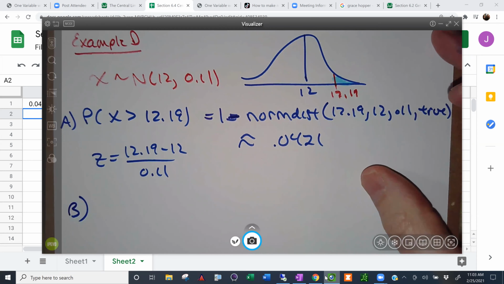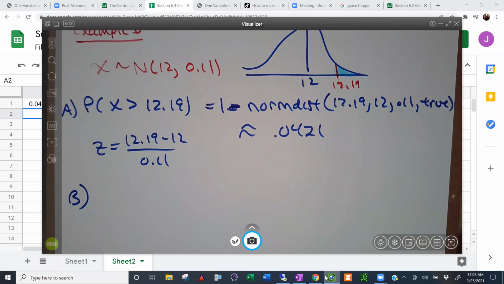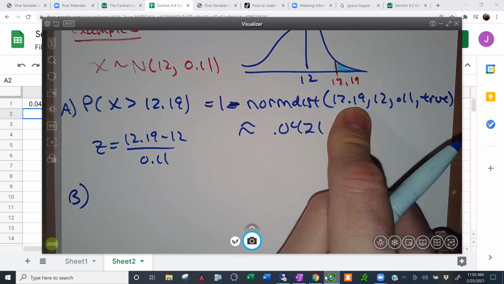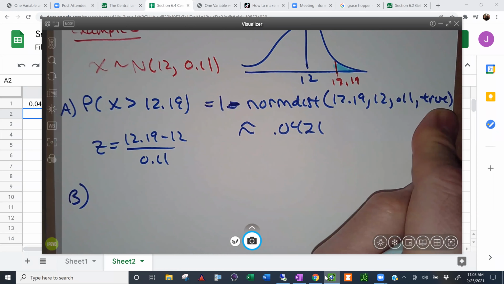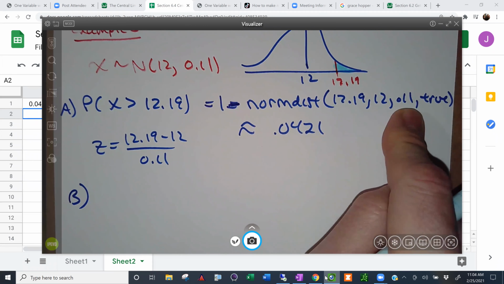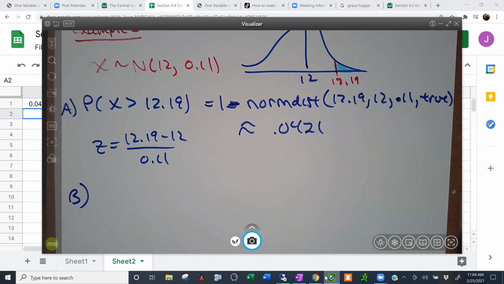Okay, hopefully we're good with that part. Okay, I have a quick question. Yeah, please. So when I did the norm distribution, I got a 1 as the answer. Do you have all this filled in the exact way I do? Yeah, because I have 12.19 and then the mean is 12, the standard deviation is 0.011, true. Oh, it's 0.11. It's not 0.011. Oh, sorry, thank you. There we go. Awesome. Yeah, my bad. I should have made that look a little bit more like a decimal point.